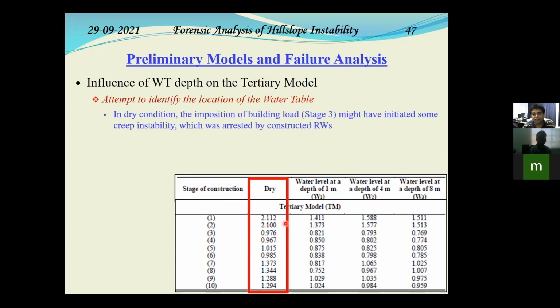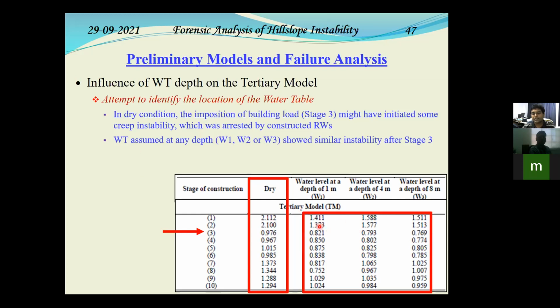In dry condition, as I was mentioning in the earlier slide, even in dry condition there would have been marginal instability in stage 3 and stage 4, but the retaining wall constructions would have revived the stability. Now, when we assume the water table at any depth, W1, W2, or W3, we could see that from stage 3, the imposition of the building load showed similar instability, whether the water table is at a shallow surface, at a moderately deeper surface, or at a large depth.